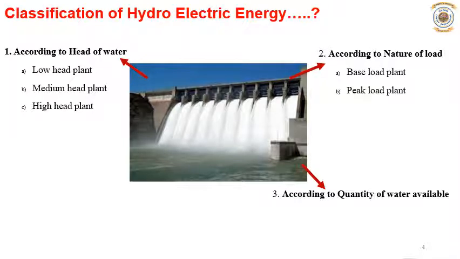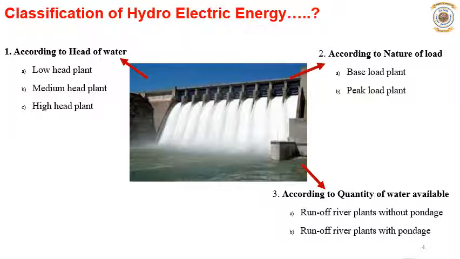Then according to the quantity of water available, it is classified as run-off river plant without pondage, run-off river plant with pondage, and pumped storage plant. Run-off river without pondage means such a plant works daily according to the nature and limit of the flow in the river. There is no storage. Power generated depends on the quantity of flow in the river.